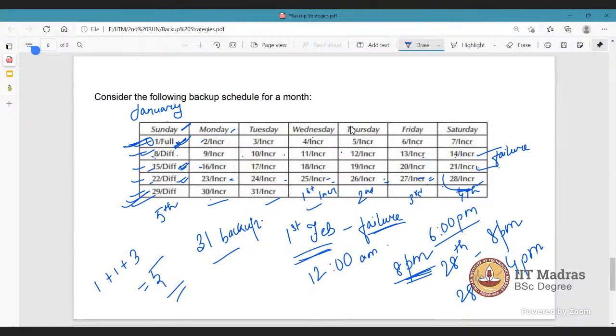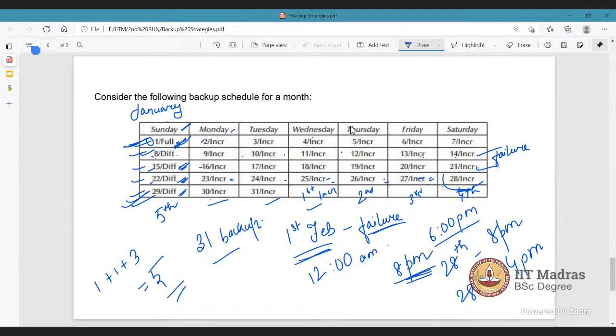So does anybody have any doubt in the backup strategies? Anyone? But ma'am, differential backup also contains so much data. Like if we do a differential backup on the 29th of Jan, then it will contain data from all the incremental changes after the first Sunday till the 29th of Jan, right?